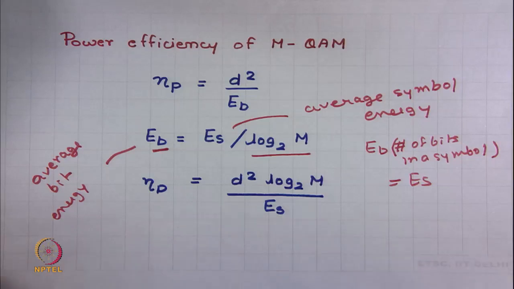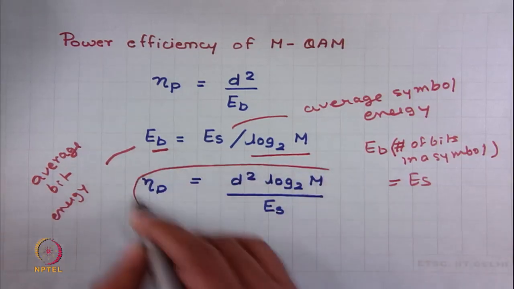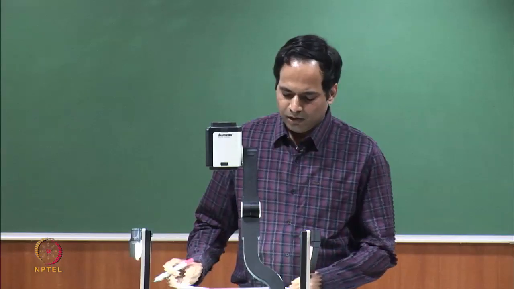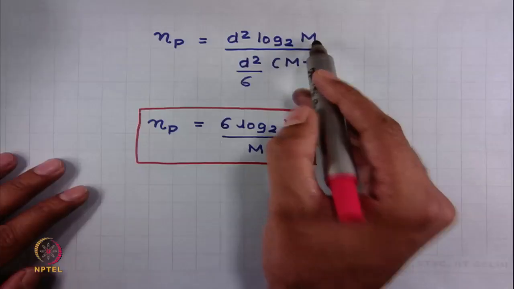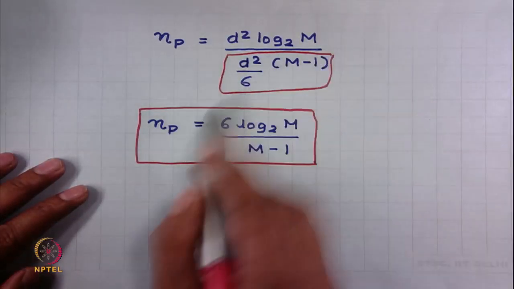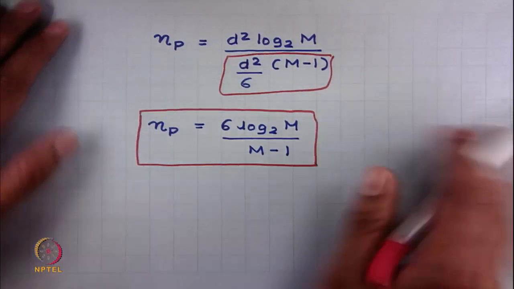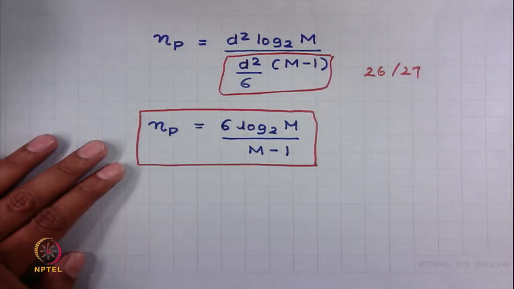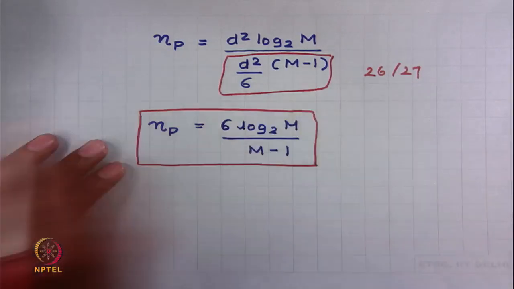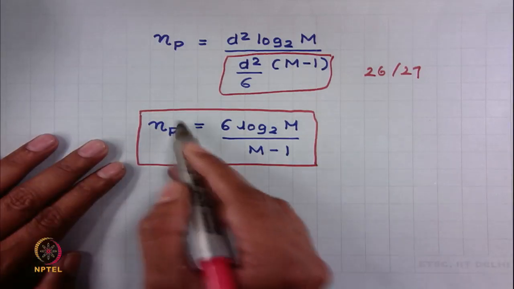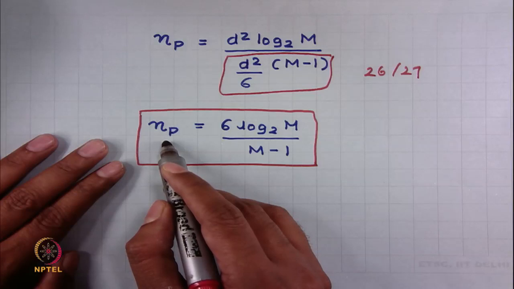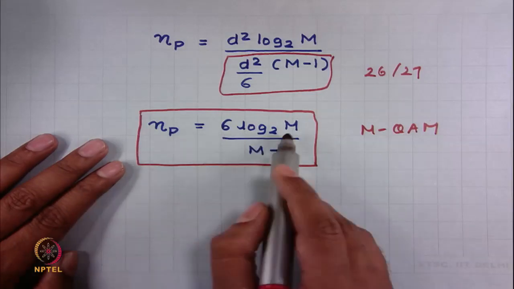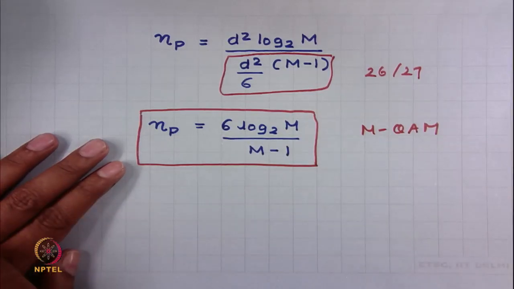And now we are good to go. Also remember this formula, because we will be using it several times in this lecture. So, power efficiency is d square log2 M divided by average symbol energy, and for QAM we have already calculated the average symbol energy, I think in lecture 26 or 27. And we can use that average symbol energy relationship now to calculate the power efficiency in case of M-QAM, which is 6 times log2 M divided by M minus 1.